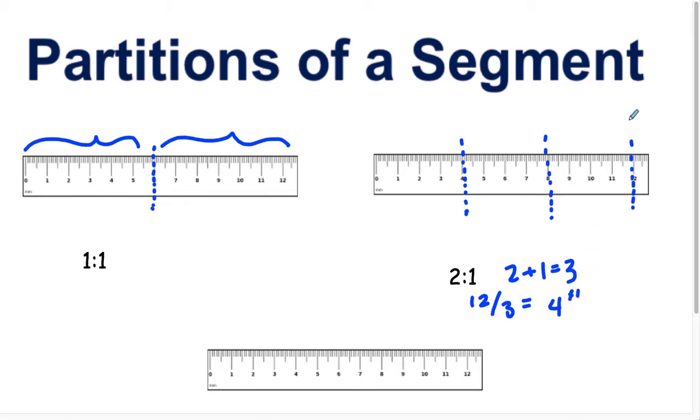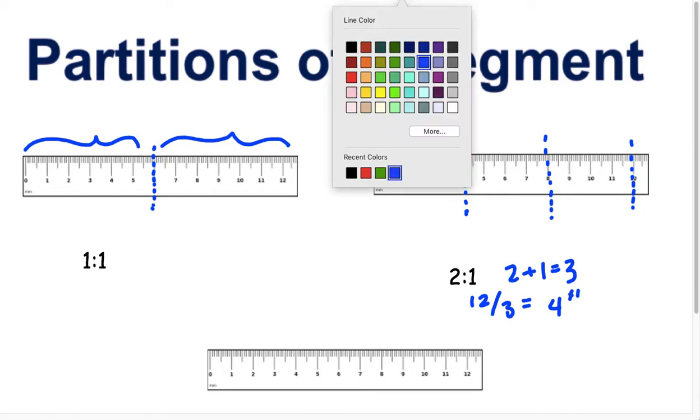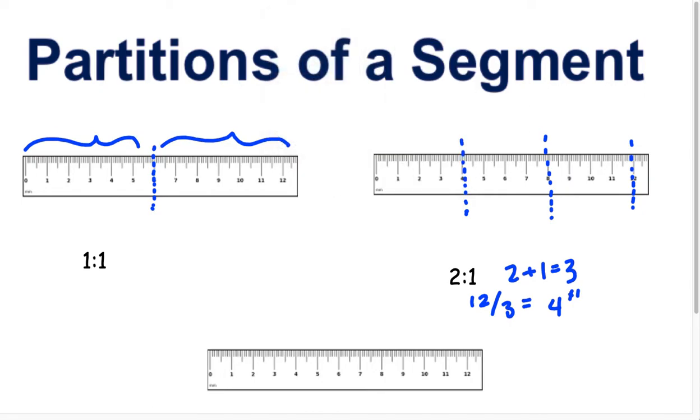Now, in order for you to show the partition of 2 units to 1, you can either say this shaded region, I'm going to highlight it for you, is 2 inches, two units, and then this shaded area right here is 1 unit. So that's one way. Another way you can partition it is to show that this area is 1 unit and then this is 2 units.